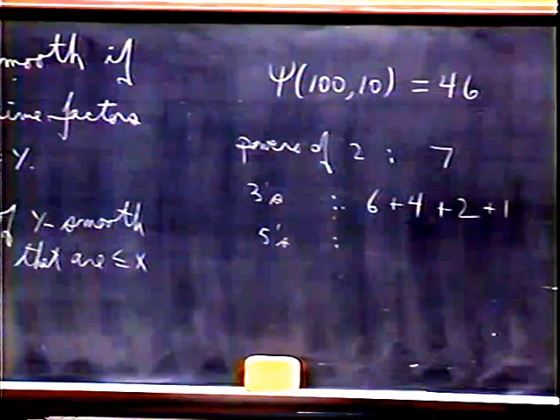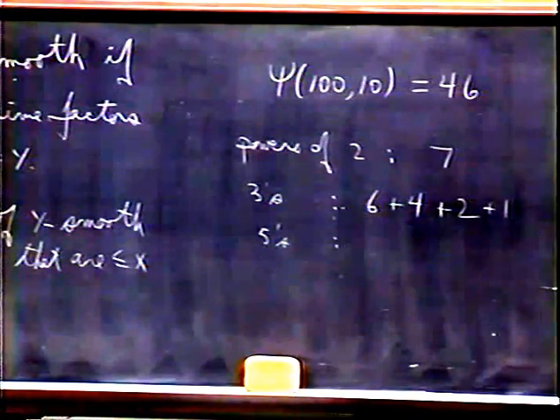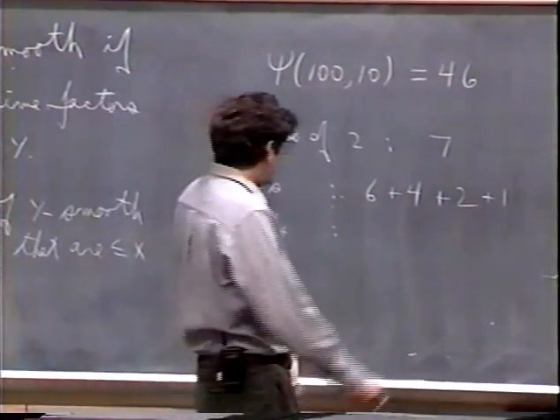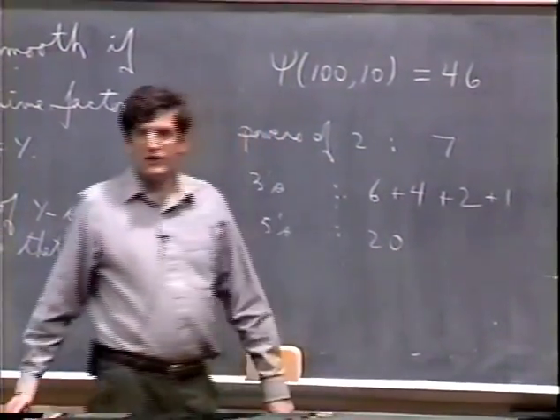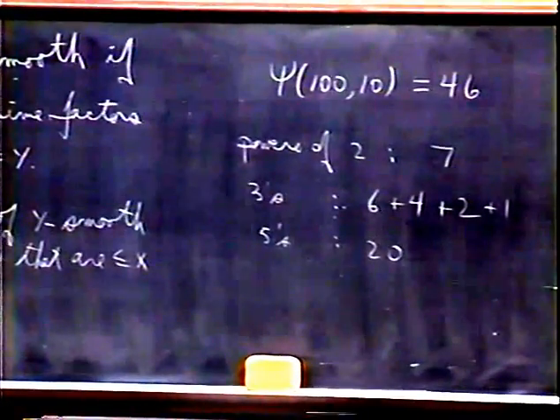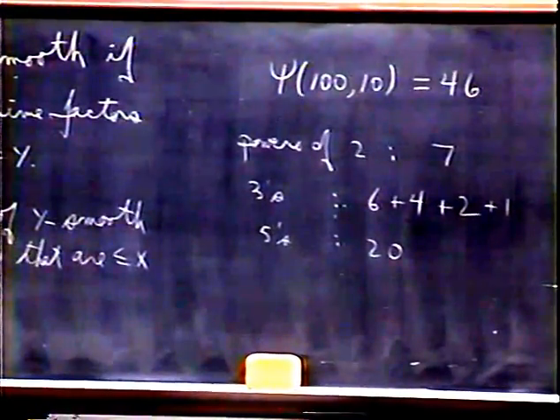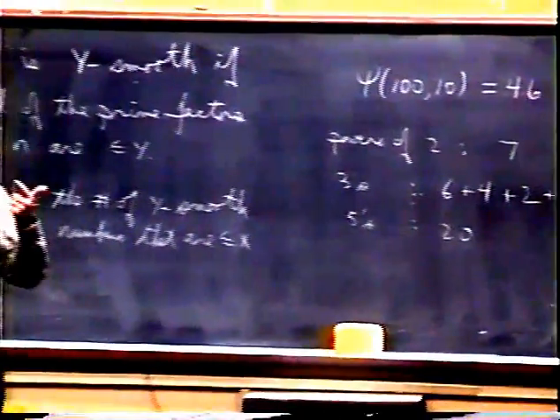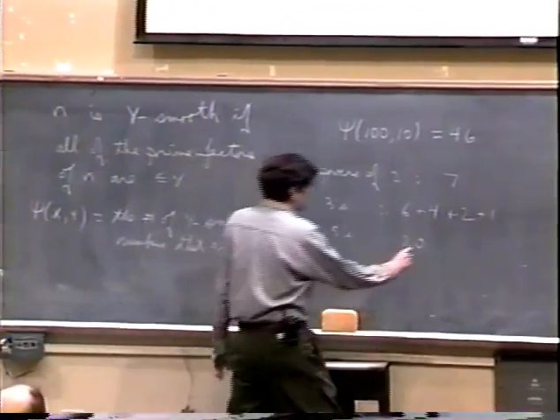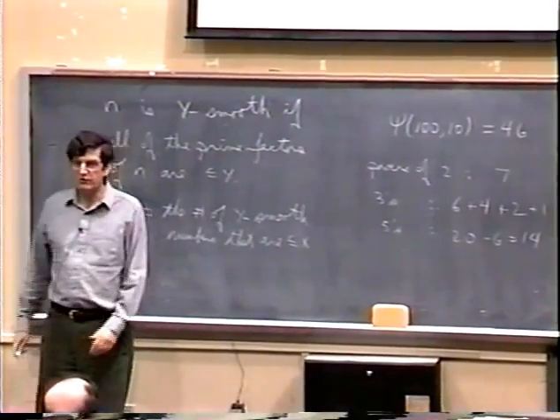Or maybe, why don't I do it this way? I say it's 20 and subtract off the numbers that aren't 5 smooth, less than or equal to 20. How many numbers less than or equal to 20 aren't 5 smooth? Those would be 7 and 14. That's 2. 11, 13, 17, and 19. That's 6. So I take away 6. So there are 14 numbers that are 5 smooth and whose largest prime factor is 5.